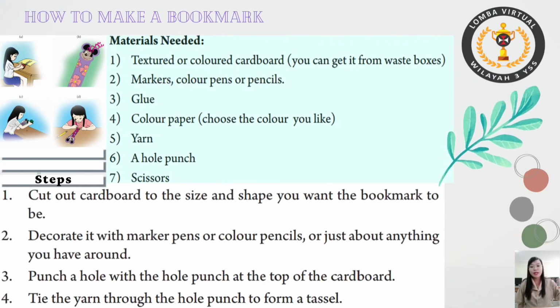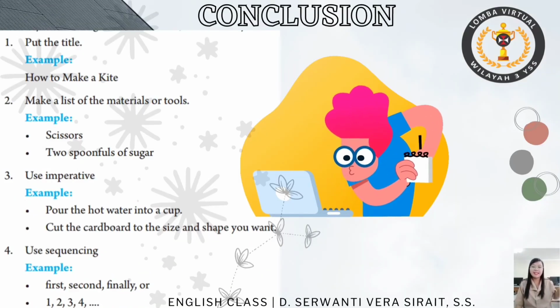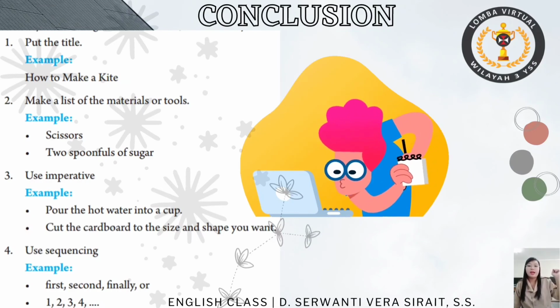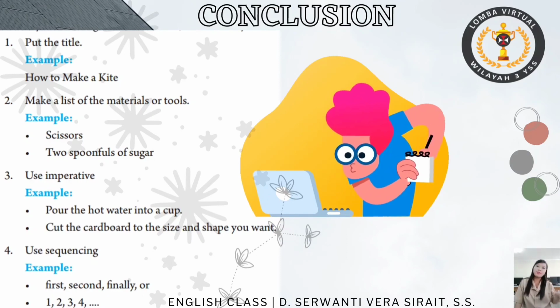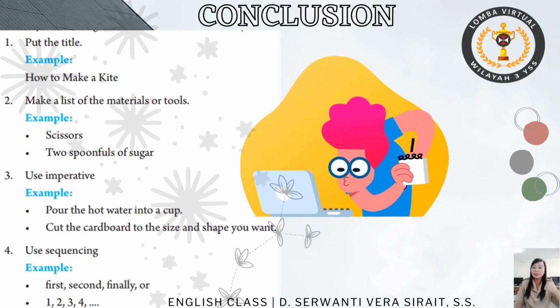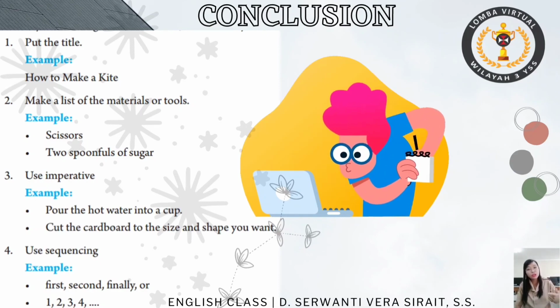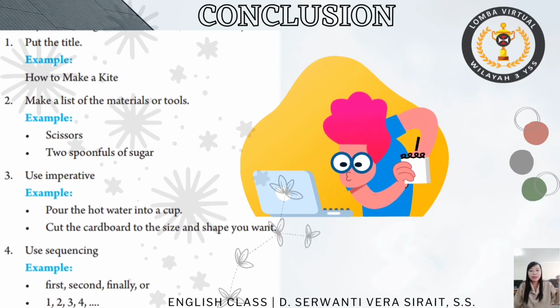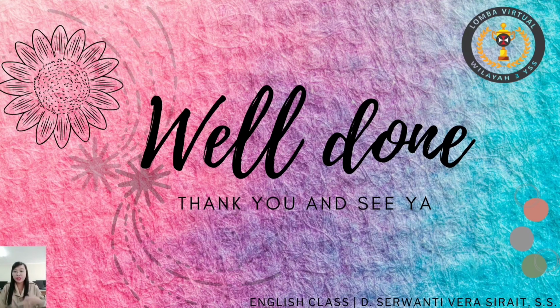Okay, so now it's your turn. Let's practice, guys. But before you practice, don't forget, if you want to make a procedure text, be sure that, first, you put the title, second, make a list of materials or tools, third, use imperative sentences, and the last, use sequencing or temporal conjunctions. Okay guys? That's all my explanation.